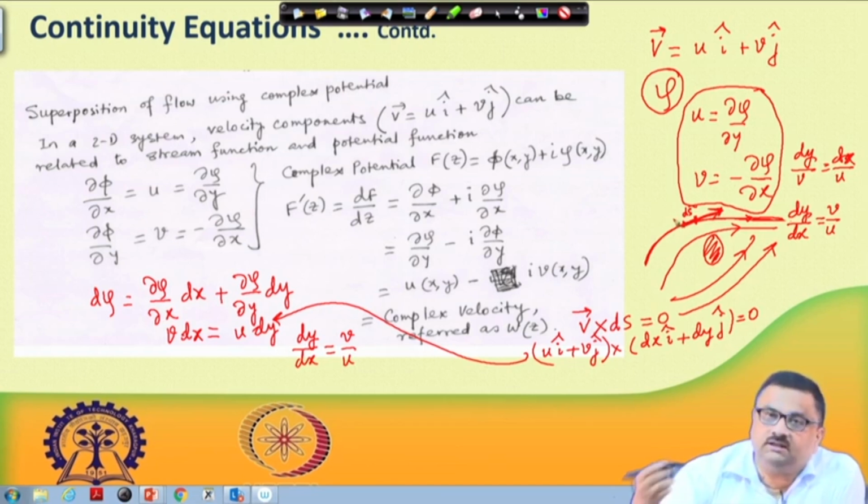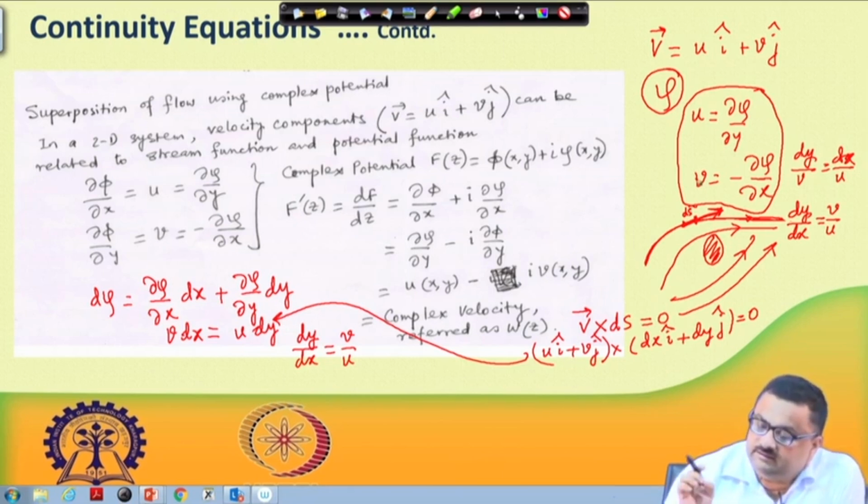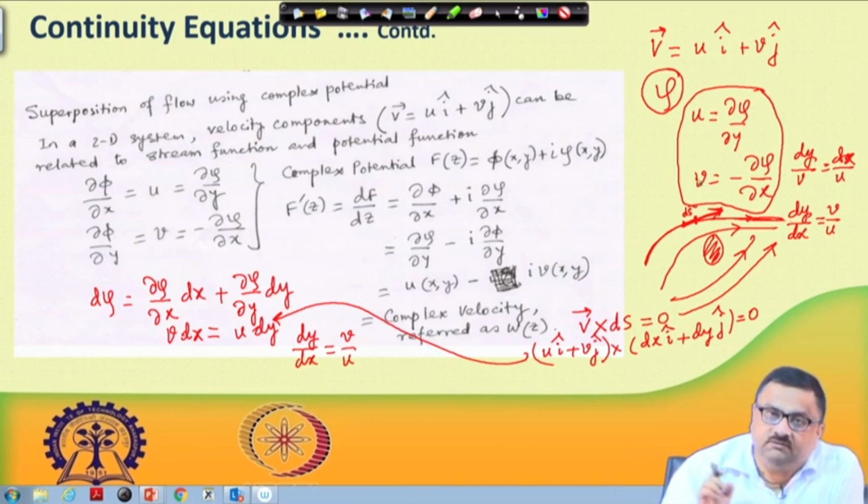On the other hand, we are saying that a streamline is a line along which the stream function psi is constant, where psi is defined in such a way that del psi/del y is equal to u and minus del psi/del x is equal to v. So, this is the definition of stream function we must make note of.